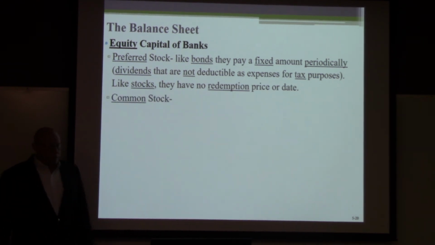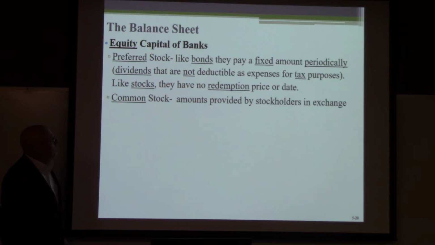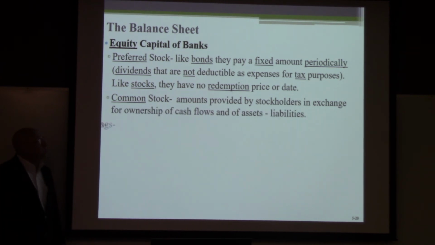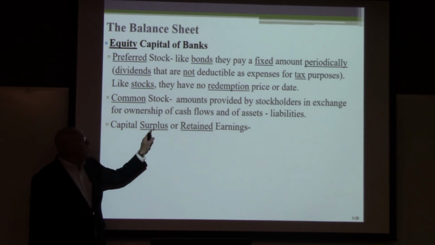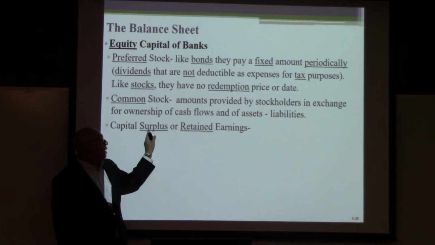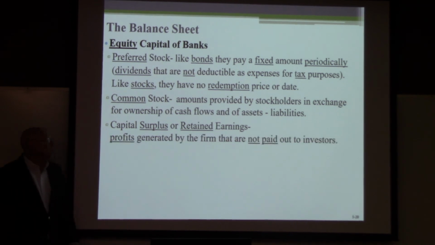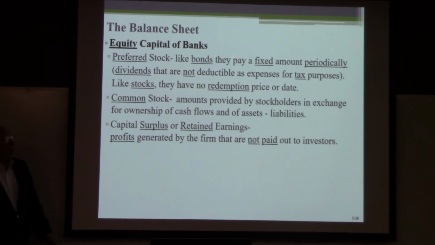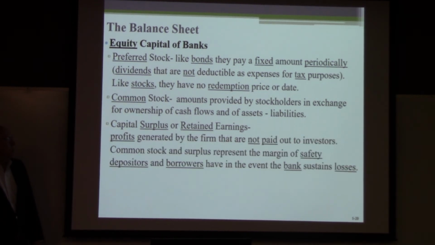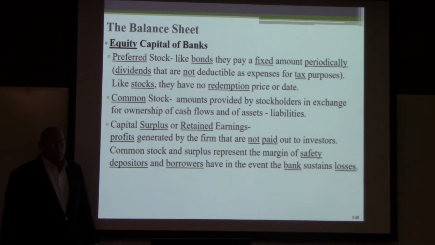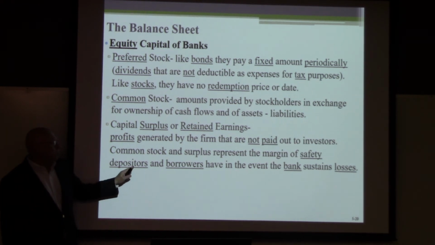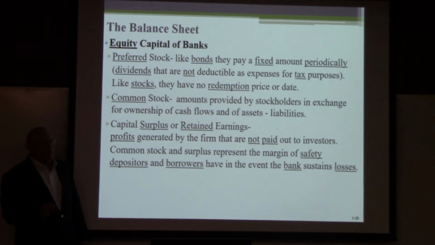Okay? Then you have common stock. We're all familiar with that, so I'm not going to spend too much time talking about that. Then you have what's called capital surplus or retained earnings. Same thing. Capital surplus or retained earnings. Profits generated that are not paid out to investors. Okay? Your common stock and your surplus represent the margin of safety that depositors and borrowers have in the event that the bank sustains losses. And again, we'll talk about this in more detail.